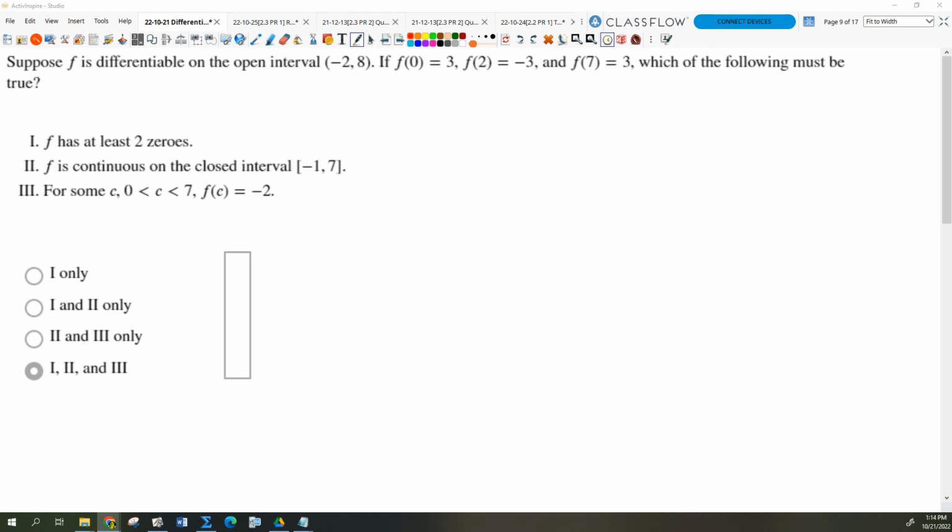And then how about this last one? For some c between 0 and 7, f of c equals -2. Well, let's see, between 0 and 7. If you just look at between 0 and 7, it says 3 and 3. So that doesn't guarantee anything, right? However, we know that at 2, the value of the function is -3. So we know that between 2 and 7, the function has to pass through the intermediate value of -2. So therefore, if it happens between 2 and 7, it necessarily has to happen between 0 and 7, right? Okay, give me thumbs. Does that make sense? Okay, all right.